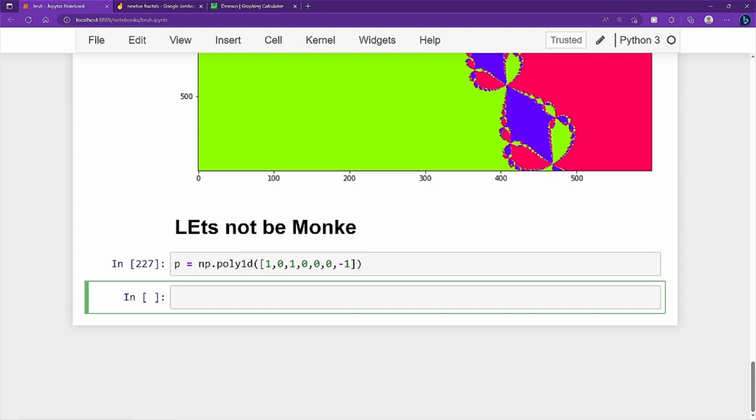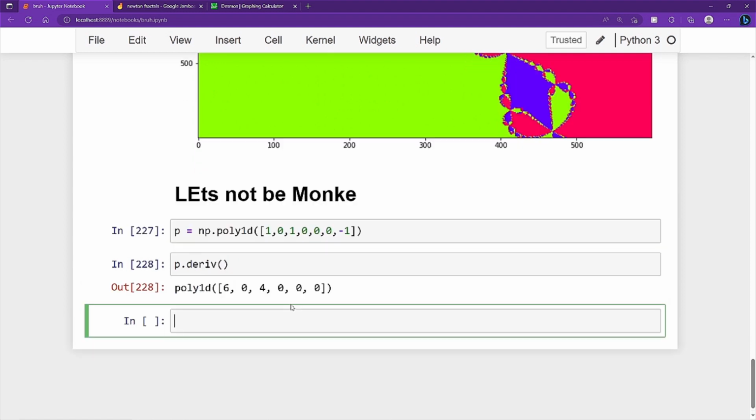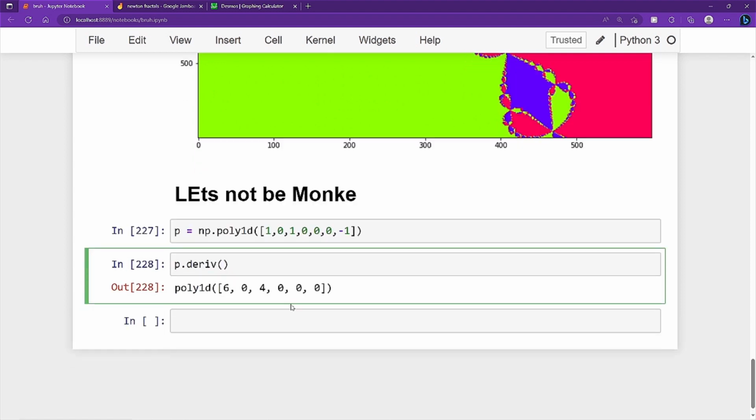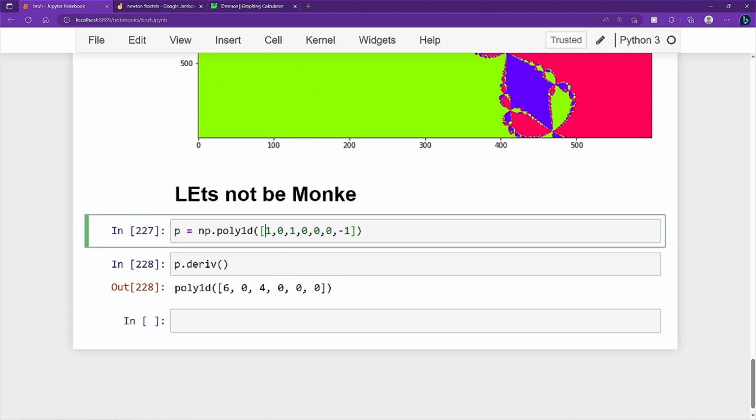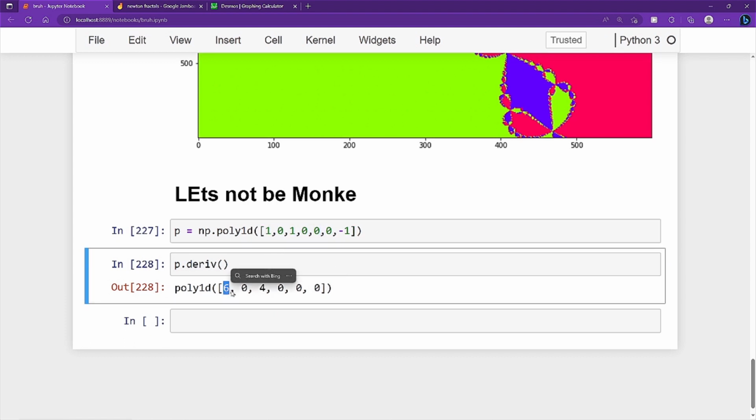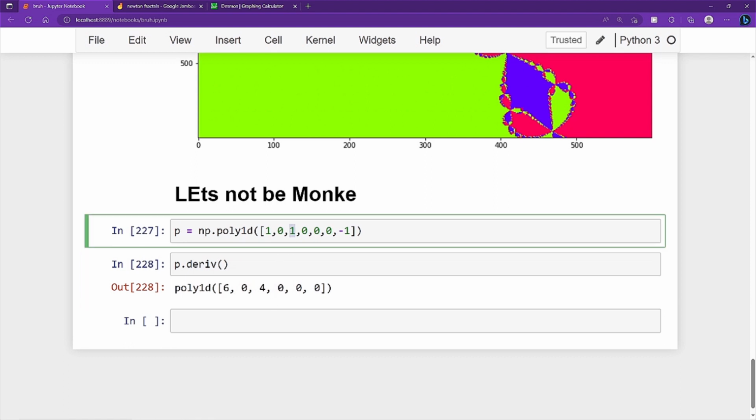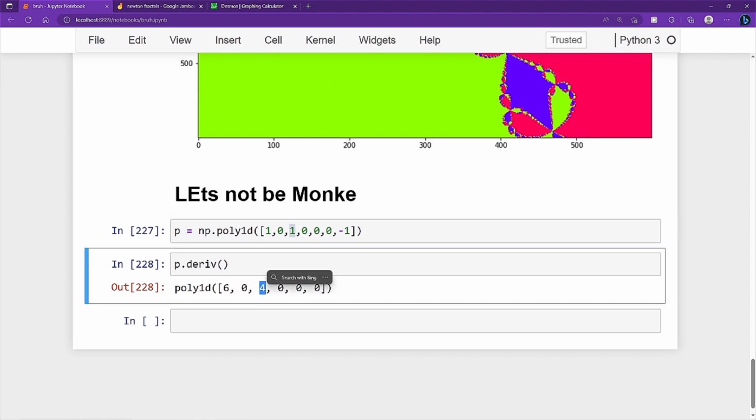This is my polynomial. And another interesting thing is that I don't have to define fp, because I can use np.deriv to calculate the derivative. And this is also a polynomial. See, it's a poly1d, so it returns a polynomial, not an answer, obviously. And this is the derivative of this function. You can imagine x to the 6 is 6x to the 5, and x to the 4 is 4x to the 3. And I can call it on any value and I'll get the derivative back. So that's what it is.